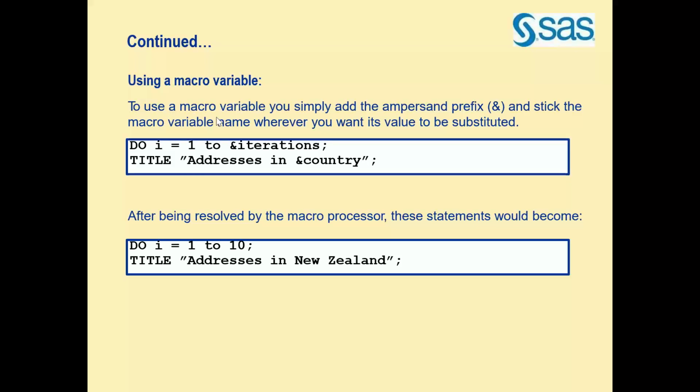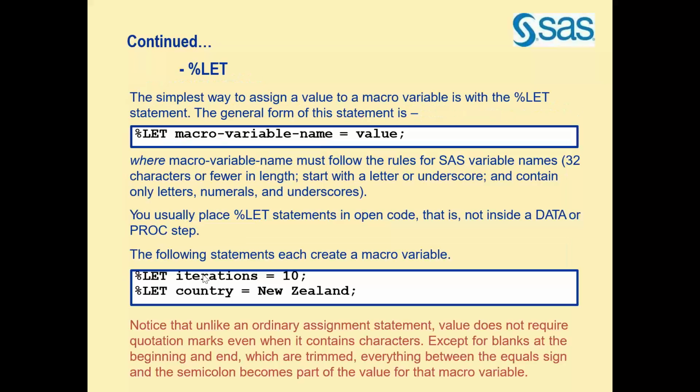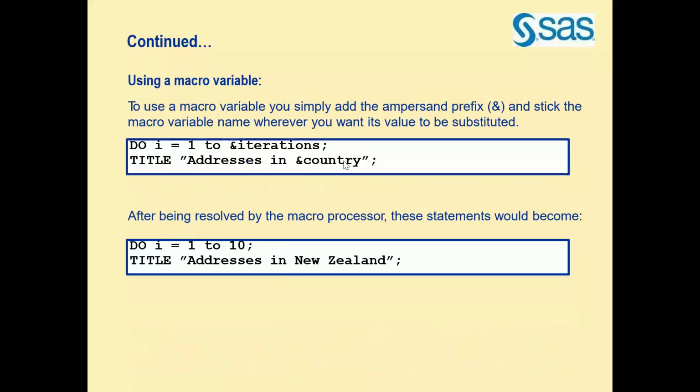To use a macro variable, you simply add the ampersand symbol and put the macro variable name where you want its value to be substituted. For example, I want this value to be substituted by a value which is this, and the value should be this. So after being resolved by the macro processor, this statement would become DO I = 1 to 10 and address in New Zealand.